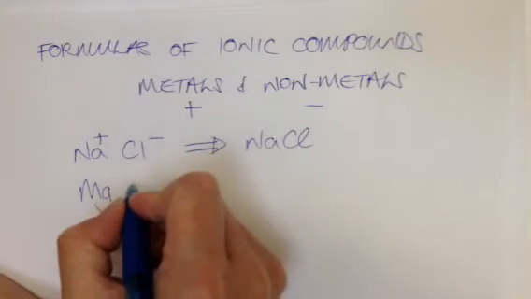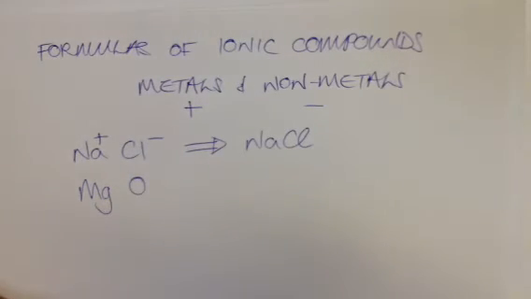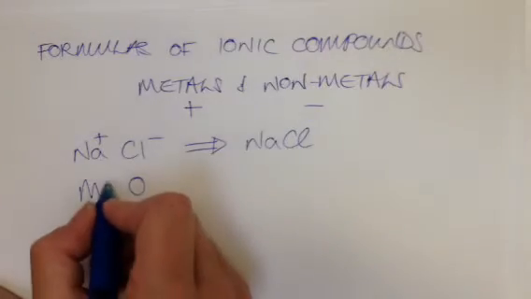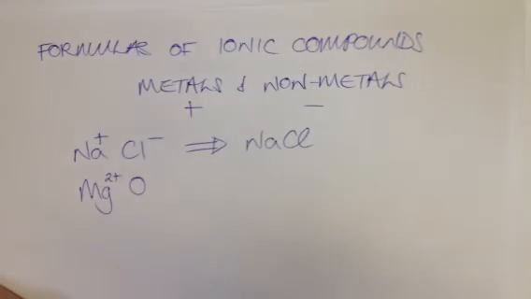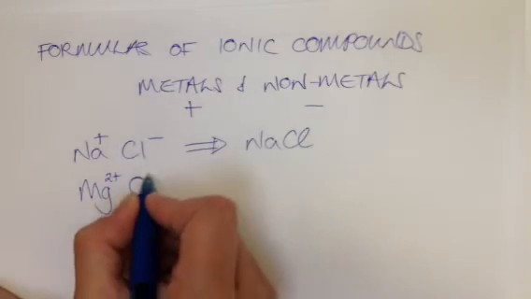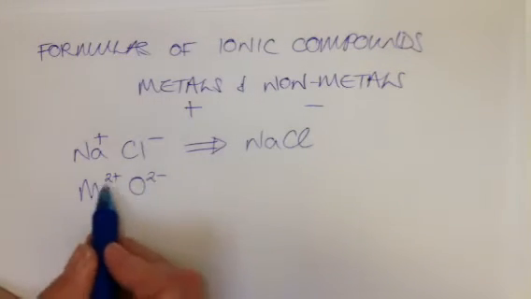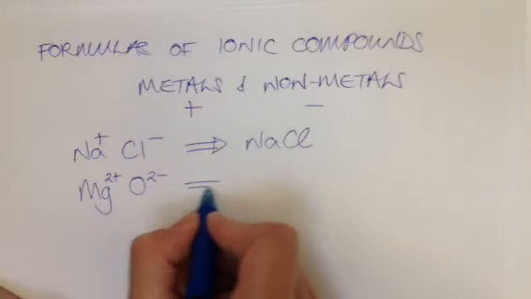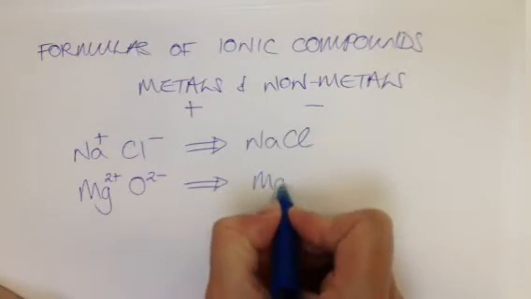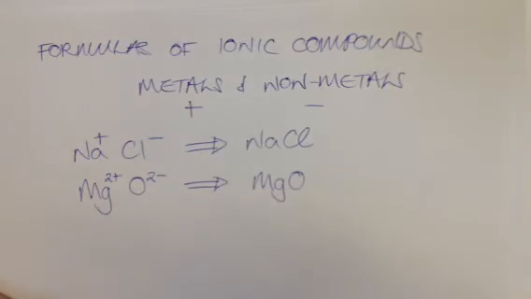Let's look at magnesium and oxygen. Magnesium is in group 2A, so it forms a 2 plus ion. And oxygen is in 6A, so it forms a 2 minus ion. And so we can easily cancel the charges between magnesium and oxygen, giving us MgO. Just 1 magnesium balances 1 oxygen.